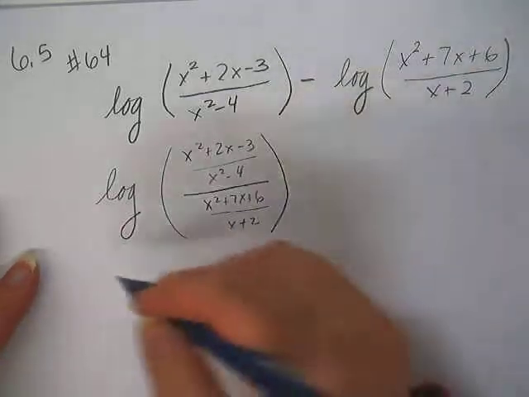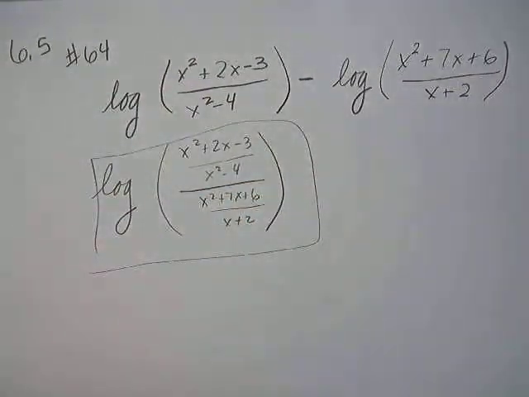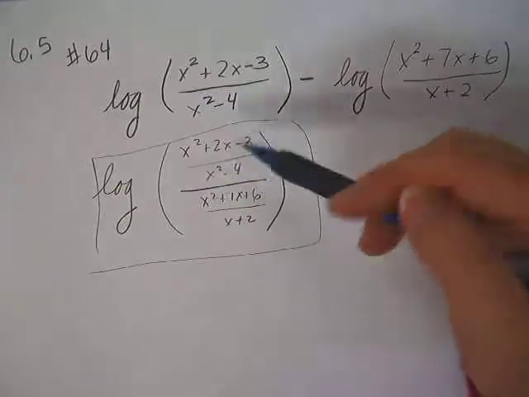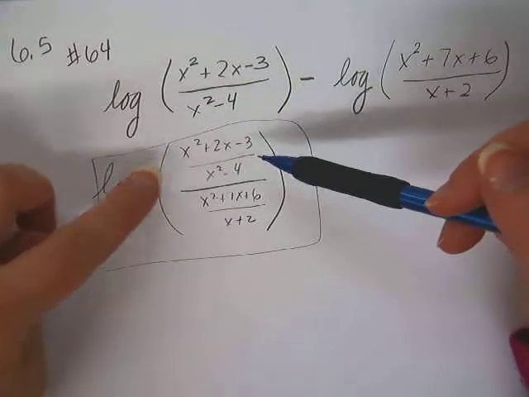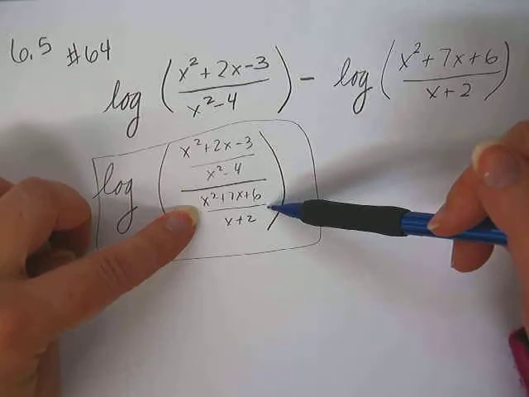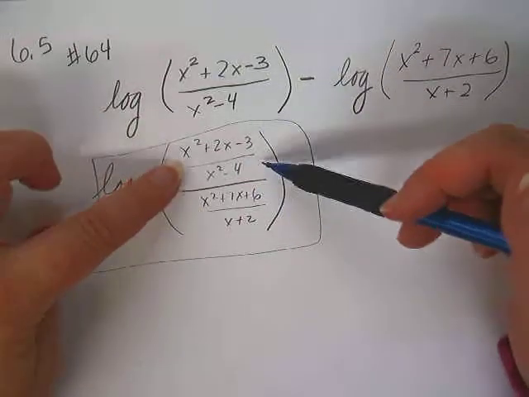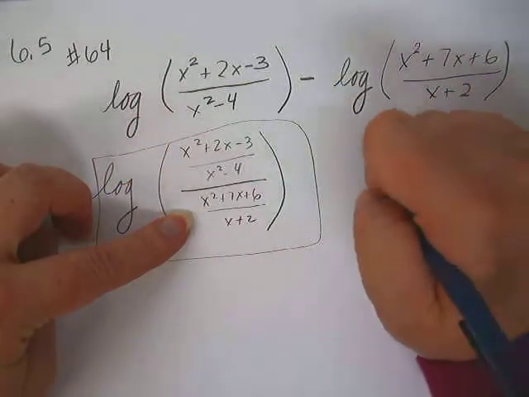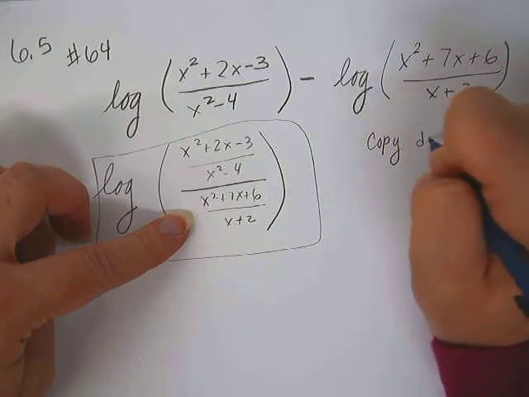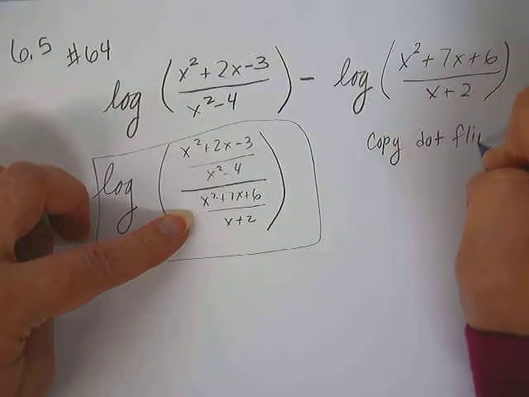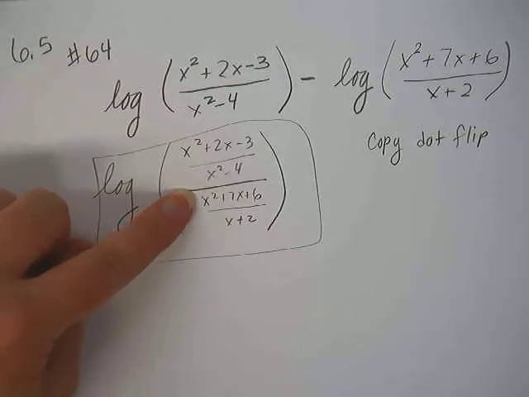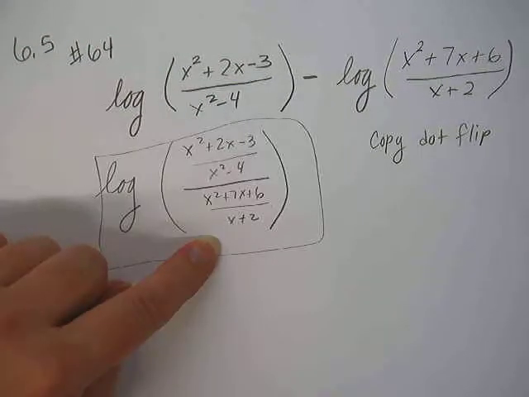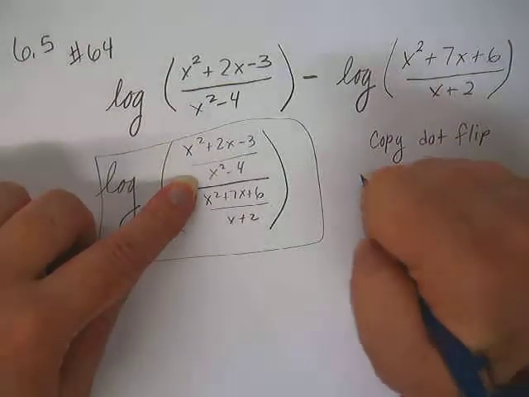Now, do we want to leave our answer like that? No, you should always simplify fractions in fractions. So when you take a fraction and you divide a fraction, you actually multiply and flip it over instead. I use this little phrase that helps me remember: copy, dot, flip. So I copy the top one, I put a dot, that means multiply, and I flip the bottom one. Okay?